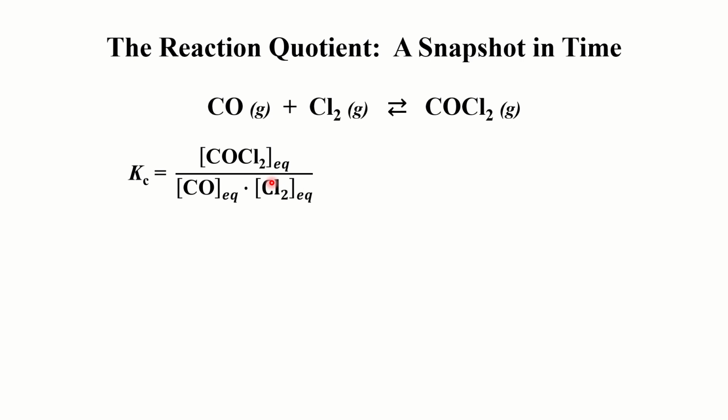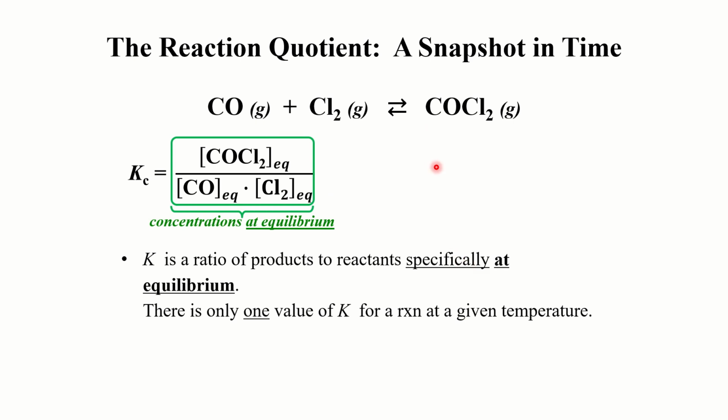In the previous lecture, we learned about the equilibrium constant Kc. If I had a reaction CO plus Cl2 to form COCl2, my Kc expression would be the concentration of my product, COCl2, at equilibrium raised to the first power because of the coefficient of 1, divided by the concentration of CO at equilibrium times the concentration of Cl2 at equilibrium. So this tells you the ratio of products to reactants specifically at equilibrium. These are only the concentrations at equilibrium.